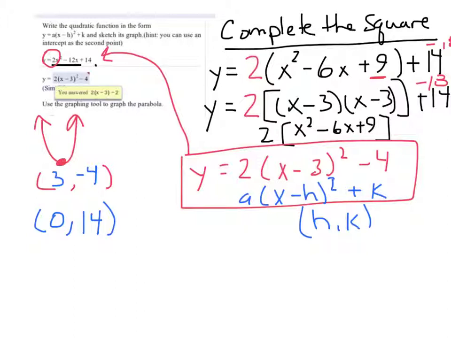So it's a parabola opening up with a vertex at (3, negative 4), going through the point (0, 14). Hope this helps.